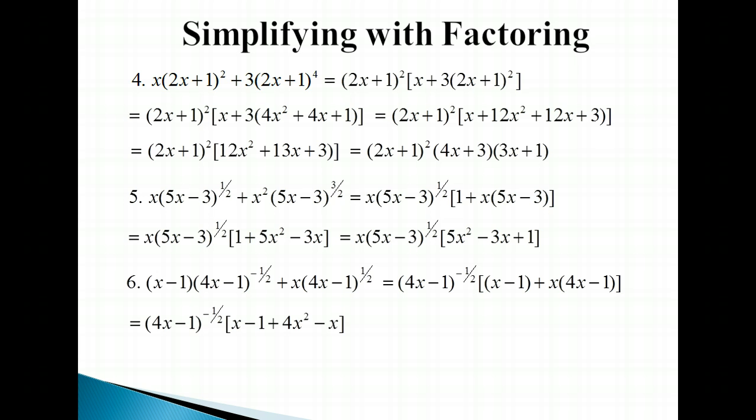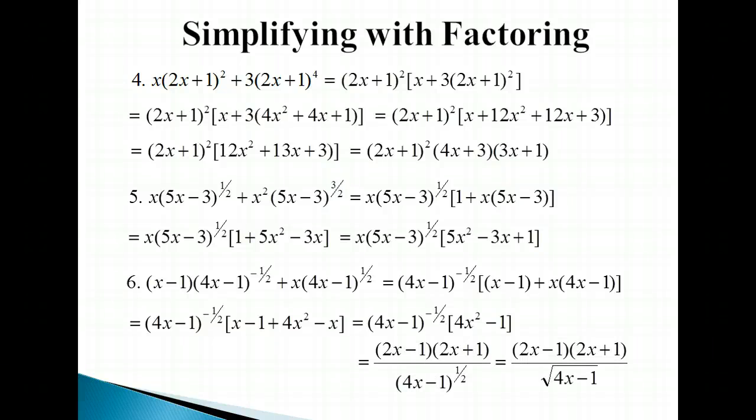Alright, so we're going to distribute the x. And we're going to combine like terms. And notice that the x's canceled out. Then what I want to do is factor the 4x squared minus 1, because it is a difference of perfect squares. It's going to factor into a sum and difference. And I'm also going to bring the 4x minus 1 to the denominator. Because it's a negative 1/2, I'm going to put it in the denominator as a positive 1/2. Then all I did was rewrite it as a radical. So 4x minus 1 to the 1/2 is the same as the square root of 4x minus 1.